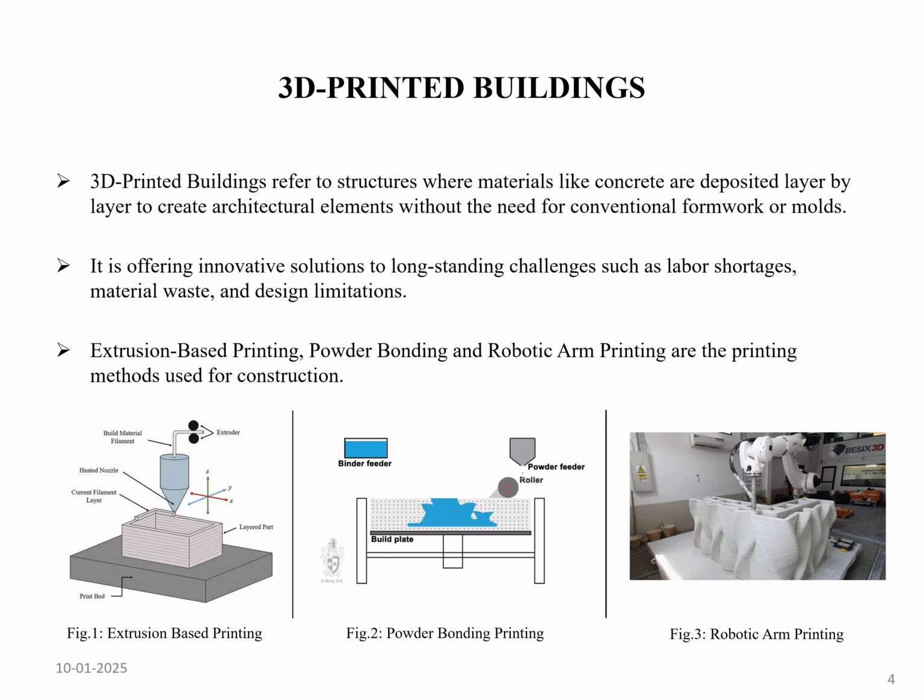In extrusion-based printing, the extruder moves in the x-axis and y-axis, depositing the concrete layer by layer from the heated nozzle, whereas in robotic arm printing, the arm could move in six different directions. In powder bonding, the powder is kept at a base and heated up to its melting point, and the design is generated layer by layer through the heating of powder, constituting the design of the construction.